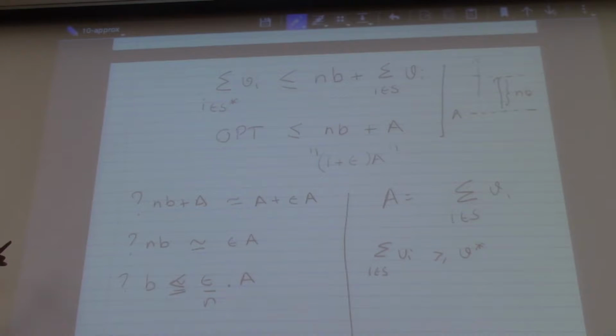Right, so the sum of the values in the optimal bag is opt. The sum of the values in our bag is our solution. Okay? Any other questions? It's all good.